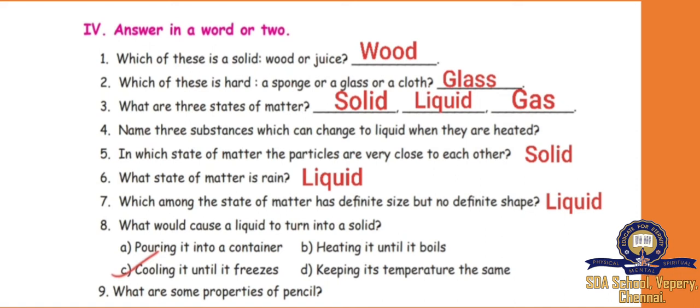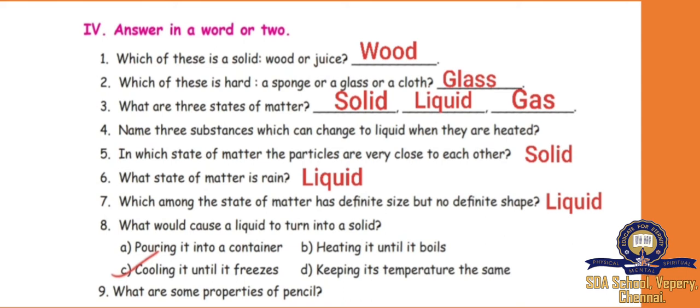Next, the fifth one. In which state of matter the particles are very close to each other? Only in solid the particles will be very close to each other. So answer is solid. Next, sixth one. What state of matter is rain? Rain is water. So, what is the state of matter? Liquid.